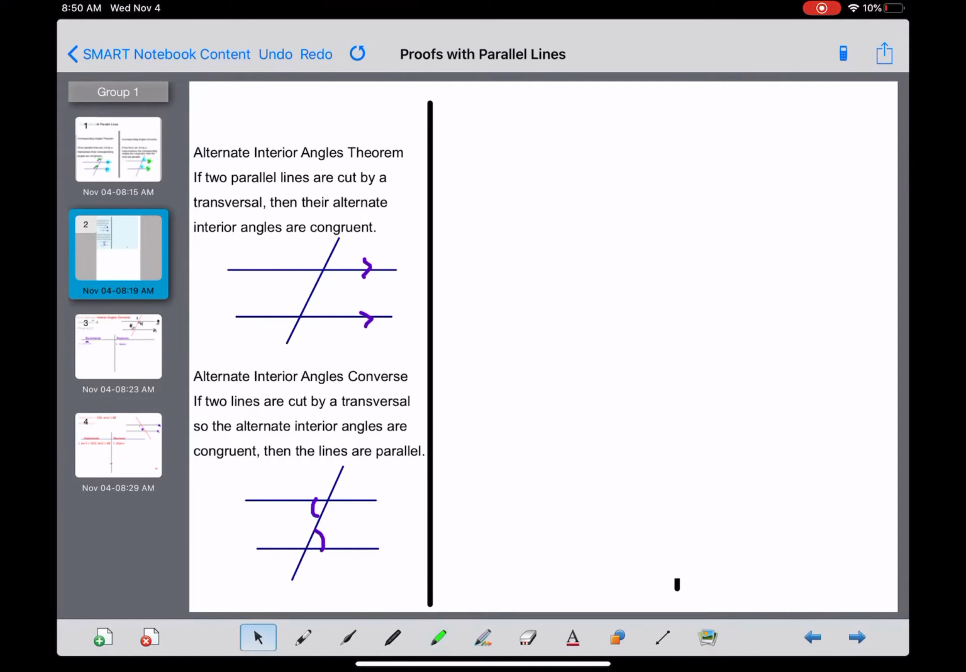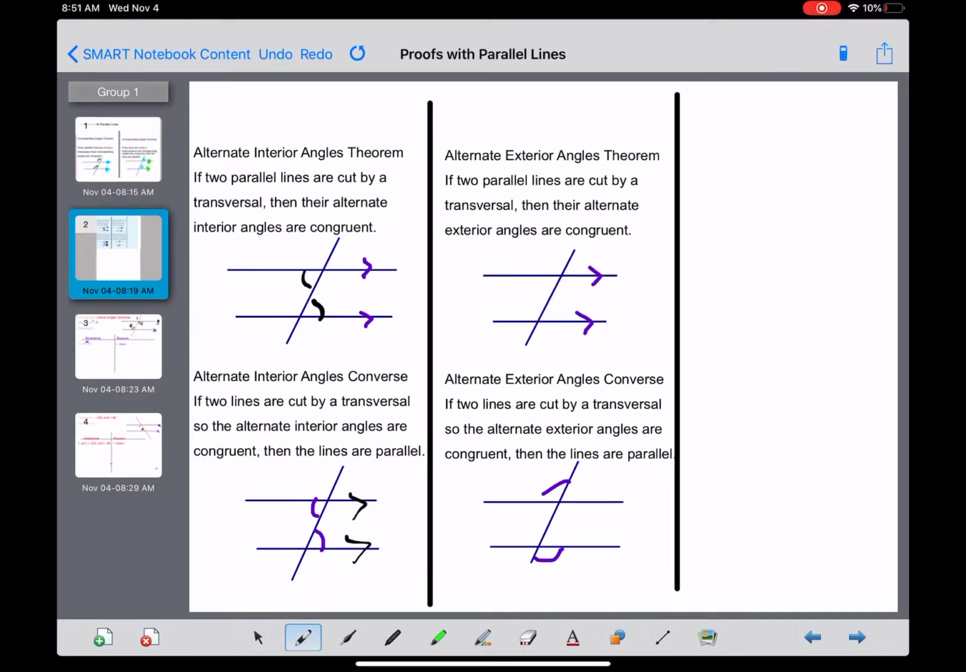So we're going to go through this with our other angles. It's going to get a bit repetitive, but hopefully it will help instill the concept. Our alternate interior angles theorem is that if we start off with two parallel lines, then we can conclude that alternate interior angles are congruent to one another. The converse starts off with alternate interior angles being congruent. Therefore, we can conclude that our two lines are parallel.